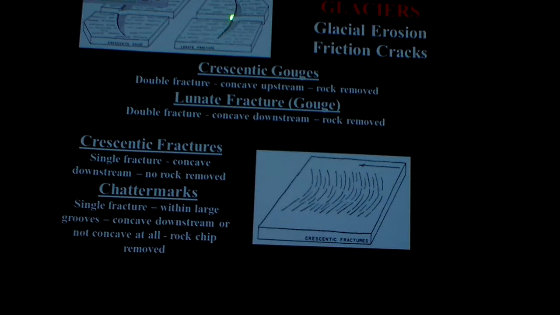If the smile points upstream, we call them lunate fractures. If the smile is pointing downstream, we call them crescentic gouges. Terminology just to confuse you, right? And if they point upstream, but there's no rock material removed, it's just a crack, then we call it a crescentic fracture, not a crescentic gouge, which points the other way. I know. The guy that invented this ought to be taken off the shelf.